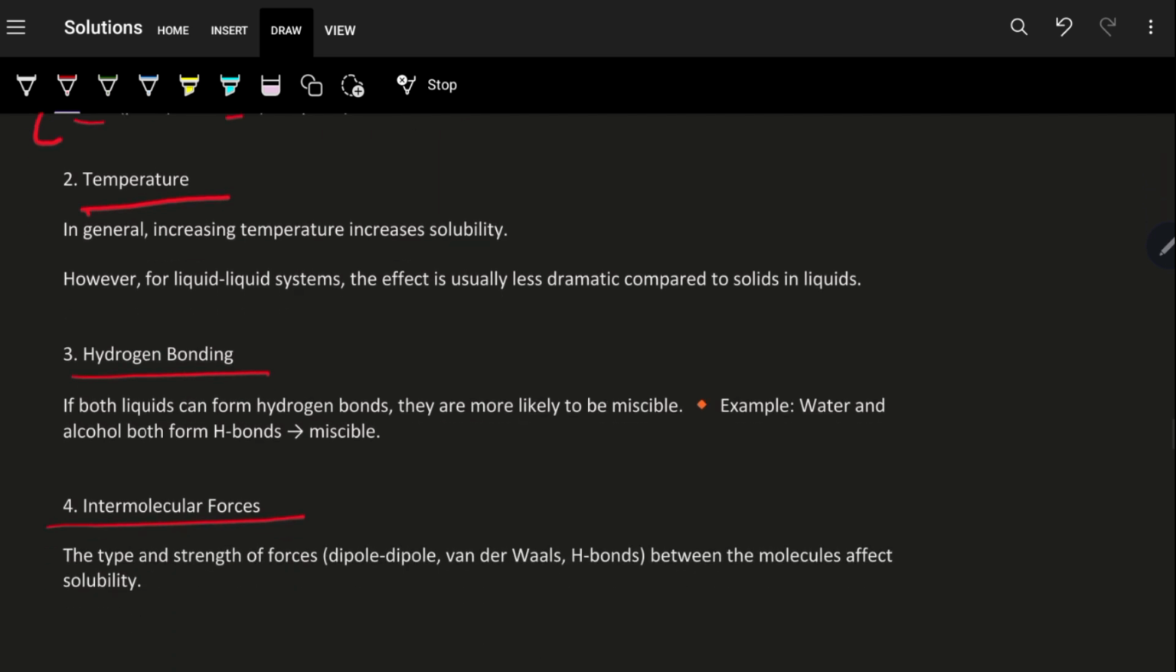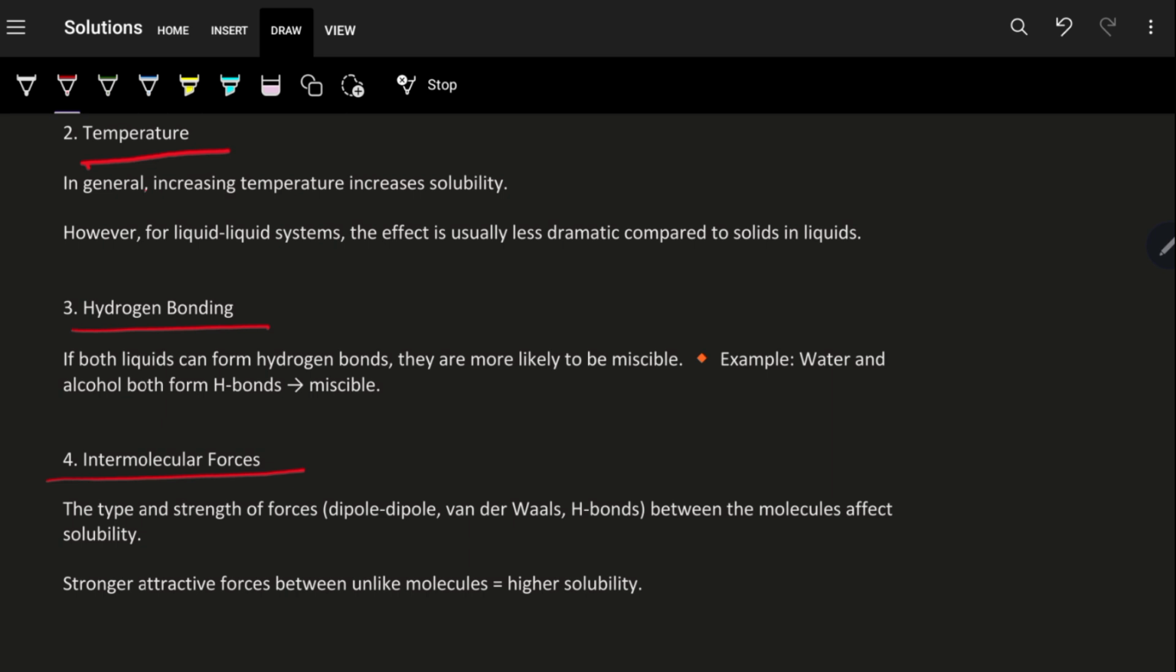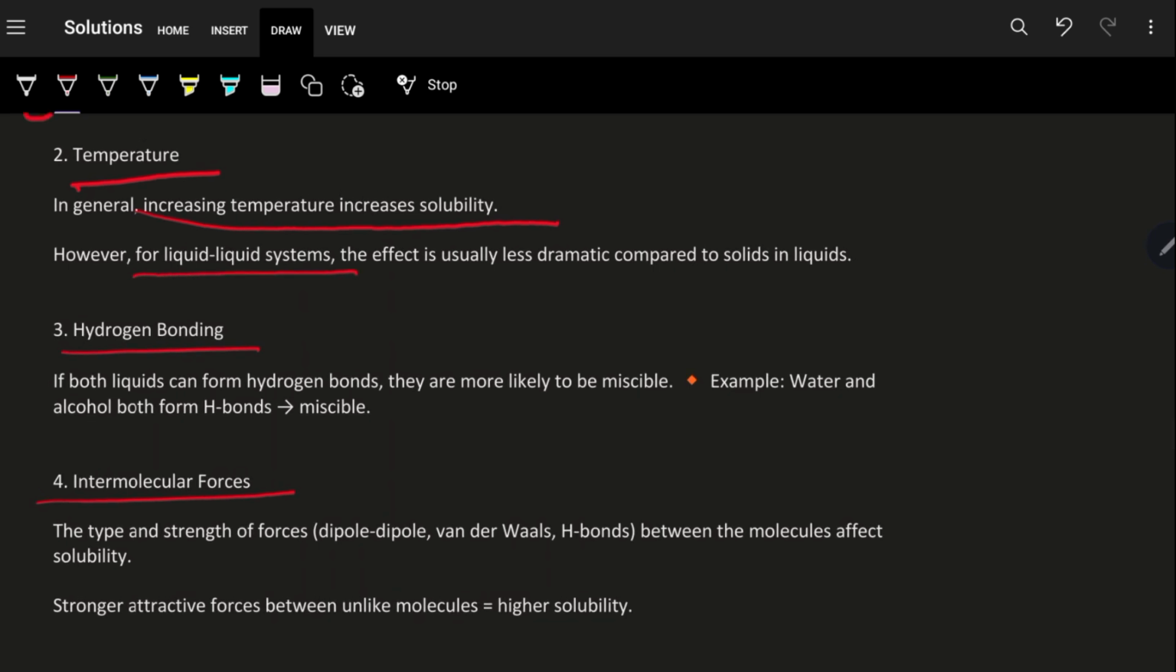Next, going to temperature. In general, increasing temperature increases the solubility. Of course, because we are considering that most of the solubility are endothermic in nature. For liquid-liquid system, effect is usually less dramatic compared to solid in liquid. मतलब ज्यादातर changes नहीं होते हैं, dramatic changes नहीं होते हैं, drastic changes नहीं होते हैं.